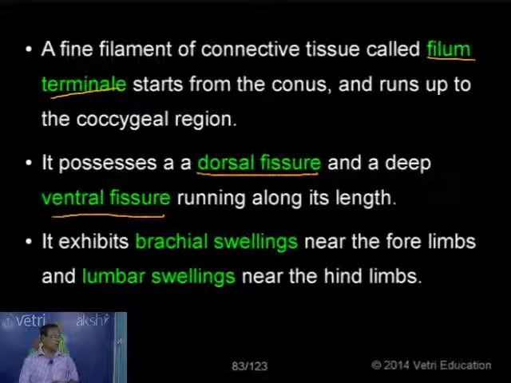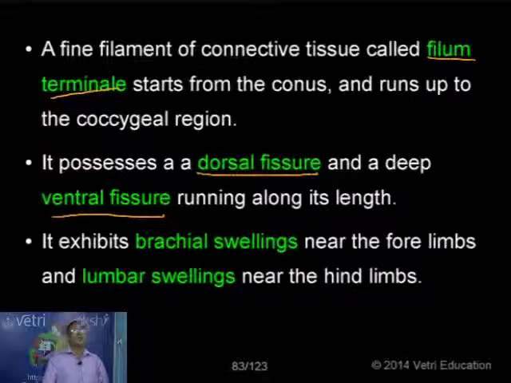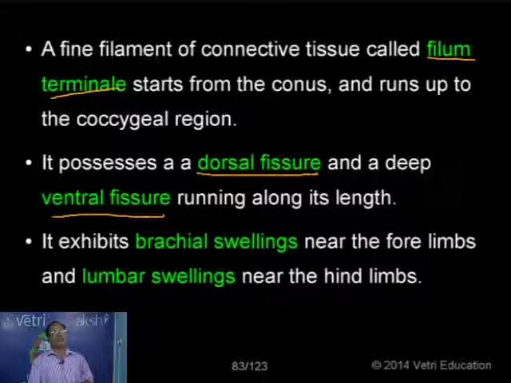Now the spinal cord exhibits two swellings, one at the brachial region in the forelimb region, another one in the lumbar region, near the hind limbs. One is called the brachial swelling near the forelimbs, another one is called the lumbar swelling in the lumbar region near the hind limbs. There are two swellings, one brachial, another lumbar.